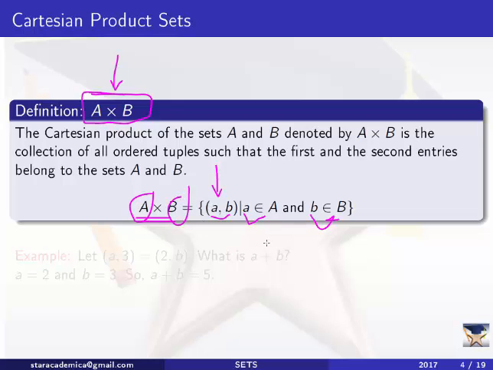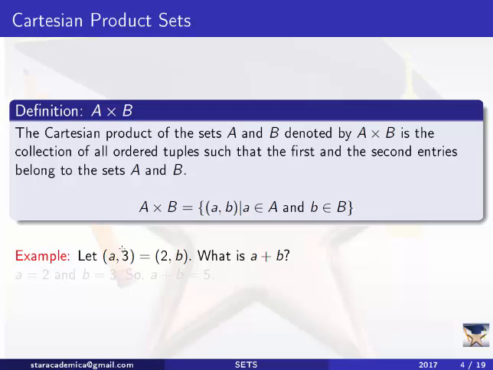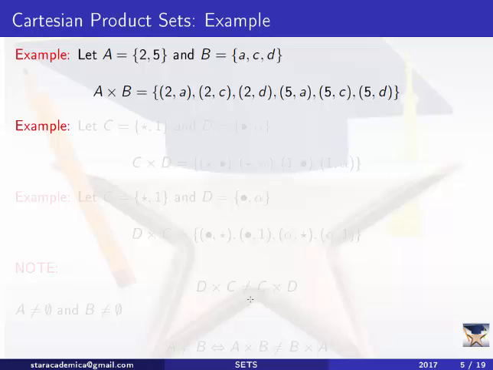Okay, let's first have an example. If we have two tuples (a, 3) and (2, b) equal to each other, and the question is, what is a plus b? From the definition of equality, a must equal 2. So the first entries must equal each other and the second entries must equal each other. So a is 2 and b is 3. And the question is, what is a plus b? Then it is 5.